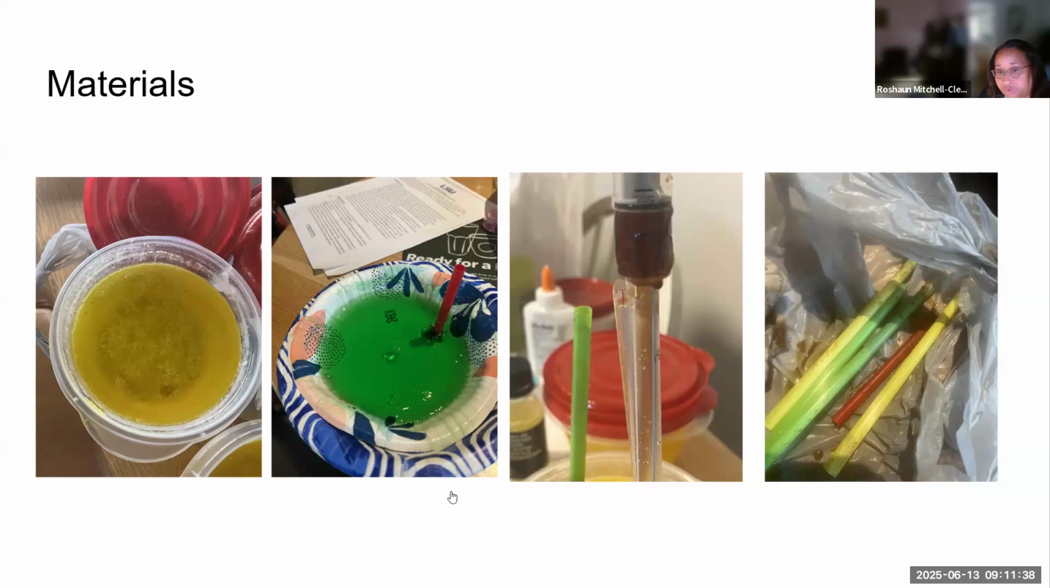And then in this next picture, I'm showing that I'm using the injection, and I'm using one of the boba tea straws. We're trying to see the difference in how well this injection fluid can go in. And this last picture is a picture of all the straws that we used on the first test.